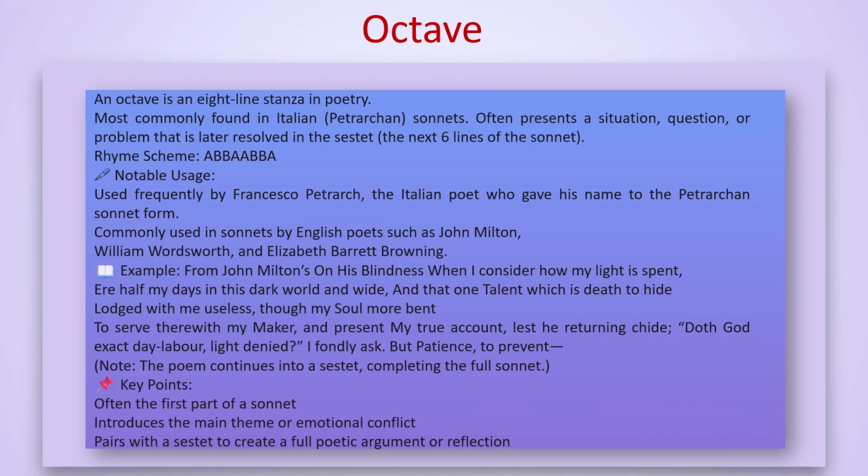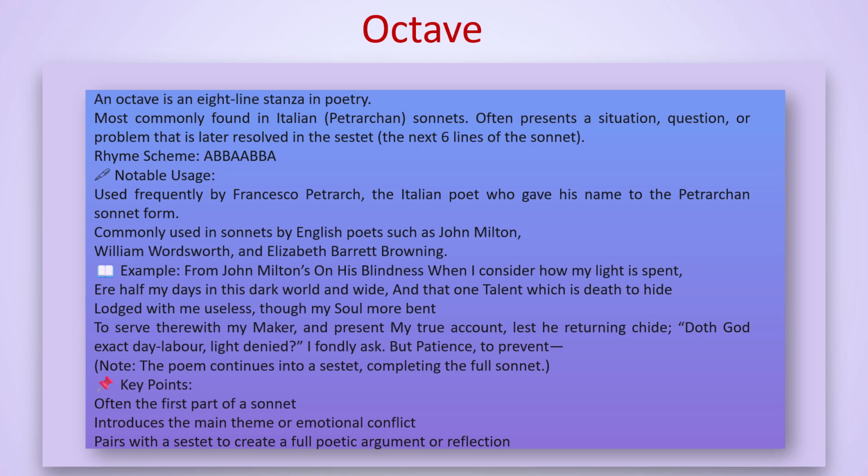Octave is a specific type of stanza that consists of 8 lines, commonly found in Italian sonnets, with the rhyming scheme of A, B, B, A, A, B, B, A. The octave sets the stage in many classical sonnets. With its structure, rhyme, and flow, it often opens a dialogue between the poet and the reader. Like in Milton's On His Blindness, where questions of faith and purpose echo across 8 powerful lines.